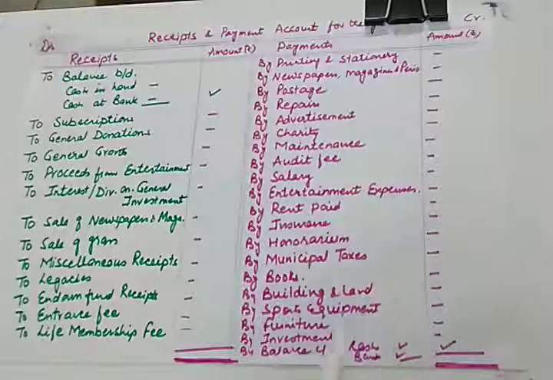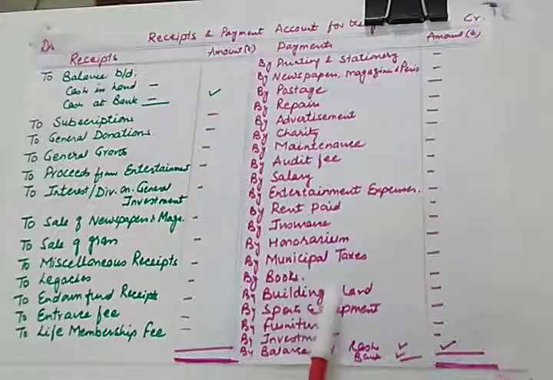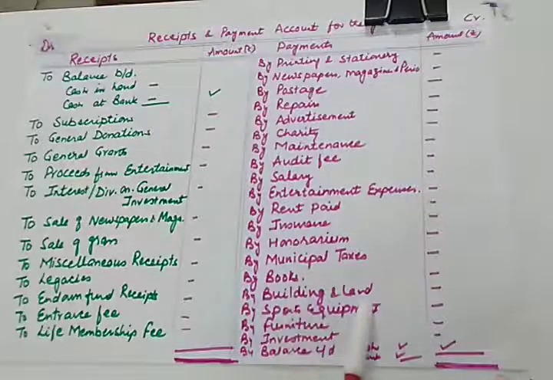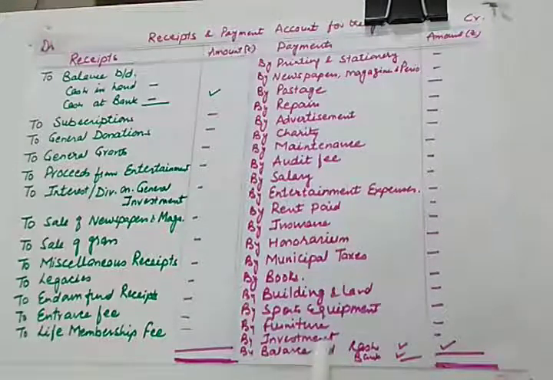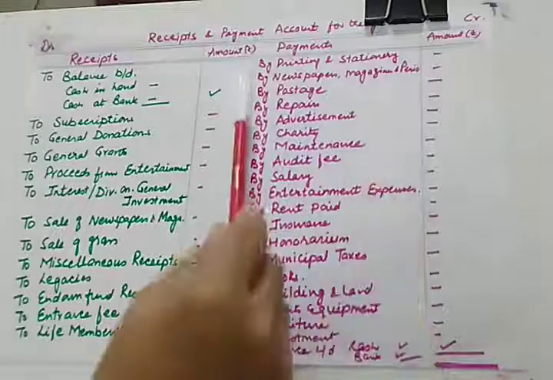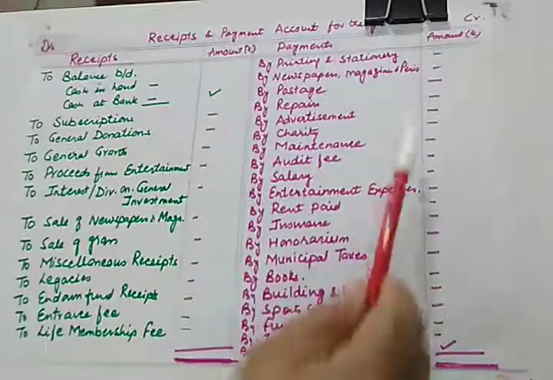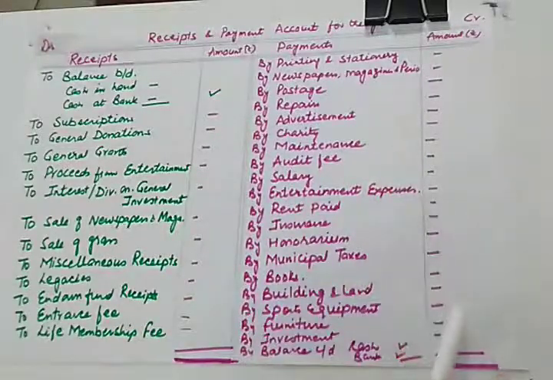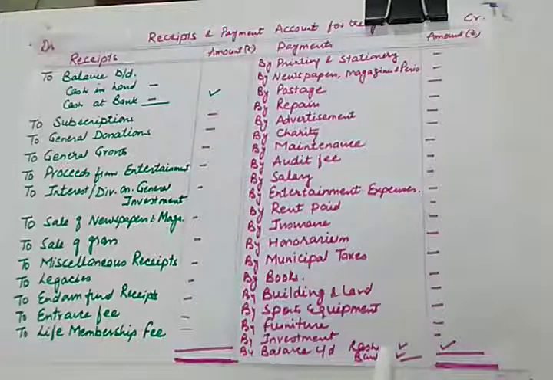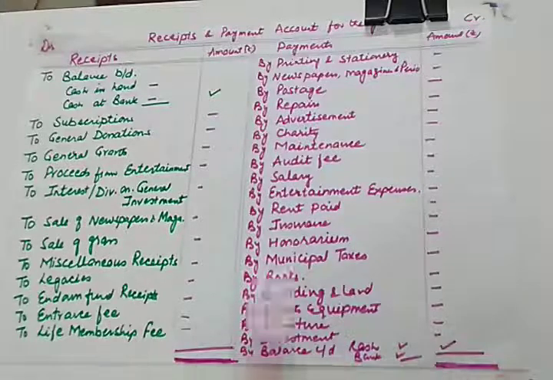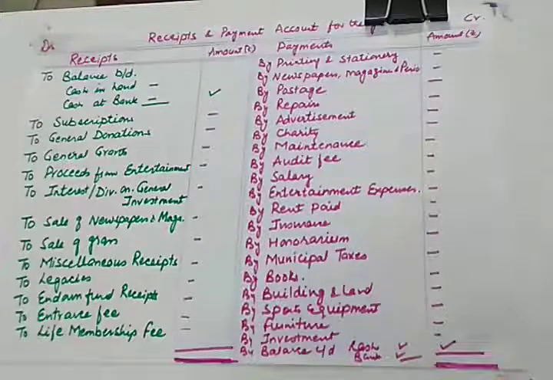Now in case of expenditure, if you purchase books, that will be your expenditure. Purchase of building, land, sports equipment, purchase of furniture, investment. And after deducting all the amounts given on the credit side from the debit side, this will show your closing balance. So the closing balance of cash in bank will be written here. So this is how we prepare our receipts and payment account.